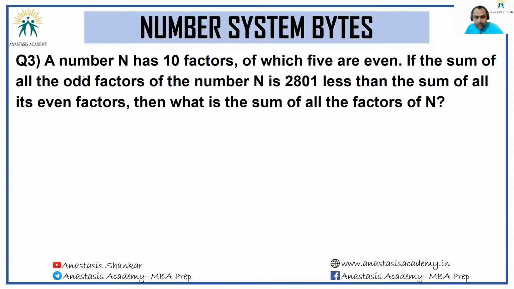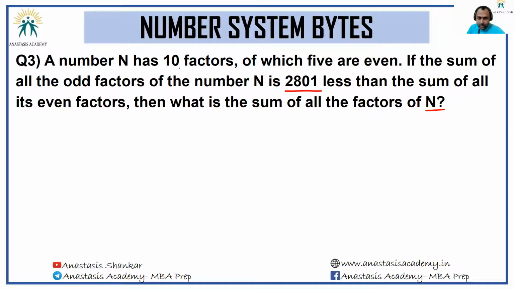Next, a number has 10 factors, 5 of which are even. If the sum of all the odd factors of the number n is 2801 less than the sum of all its even factors, then what is the sum of all the factors of n?